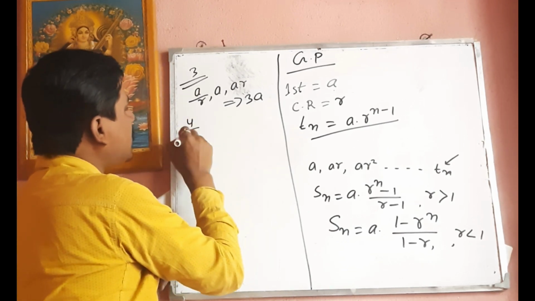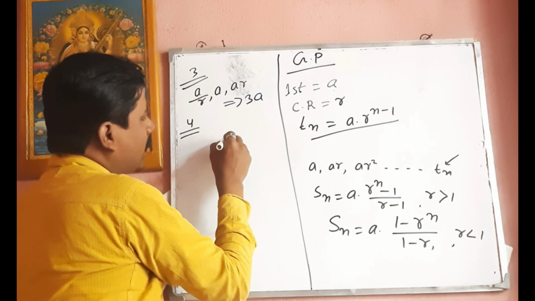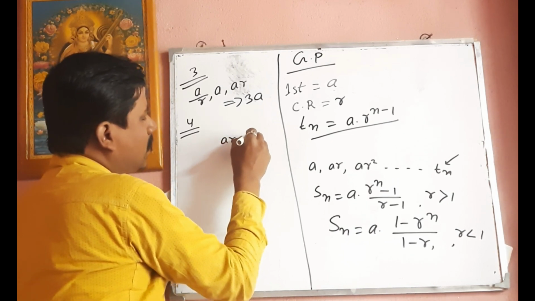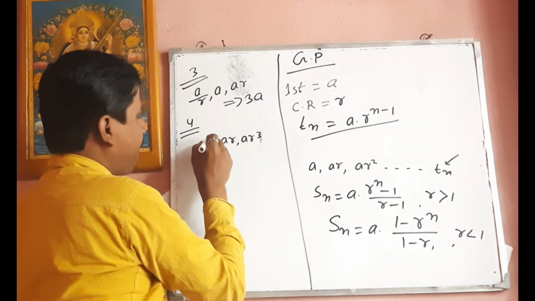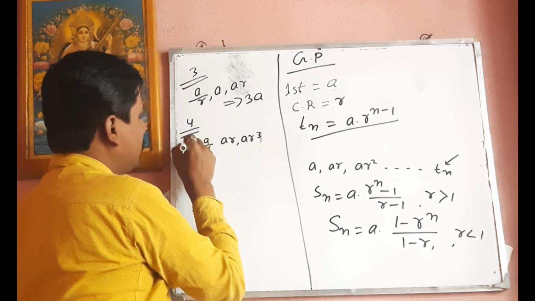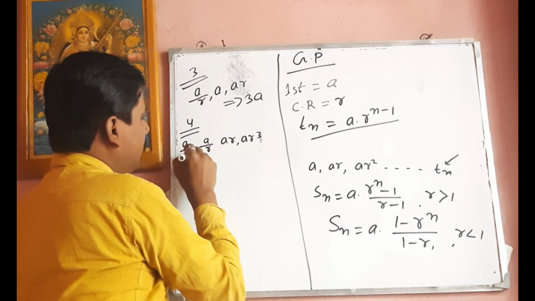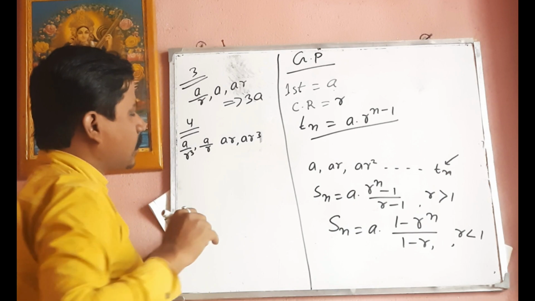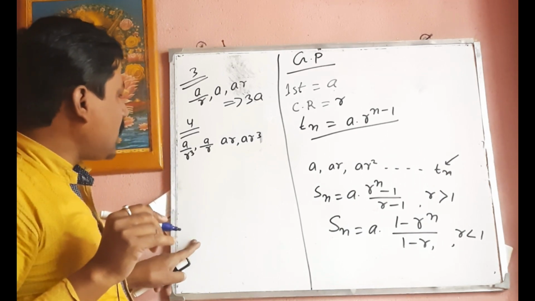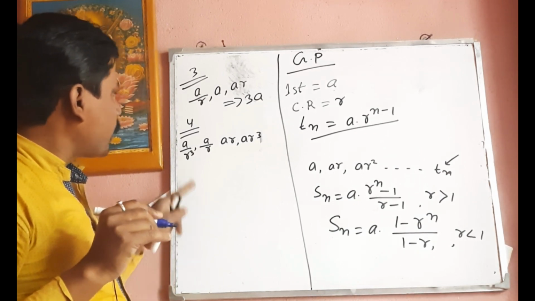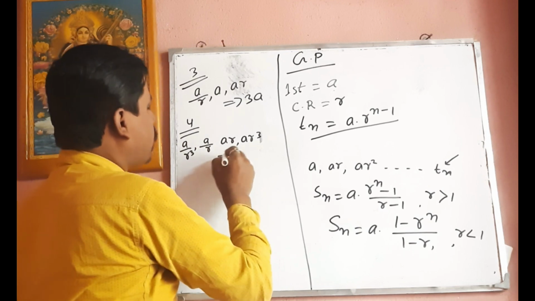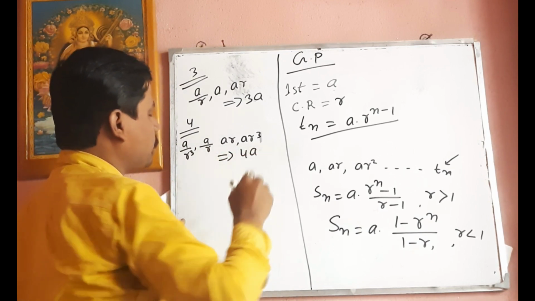Similarly, for 4 terms, we take a by r cube, a by r, ar, ar cube. So in this way, if we multiply these 4 terms, the product will be a to the power 4.